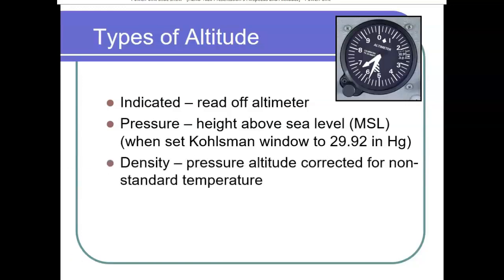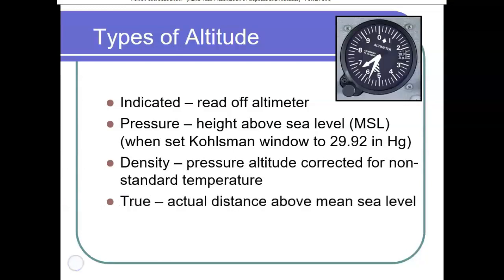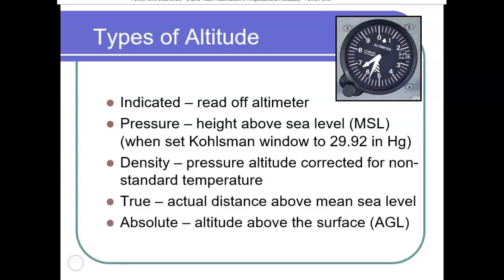The next one was density altitude. Density altitude is pressure altitude corrected for non-standard temperature. And true altitude is the actual distance above mean sea level. Finally, absolute altitude is the altitude above the surface, or above ground level, AGL.